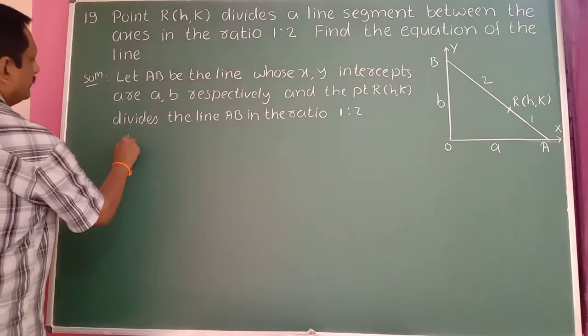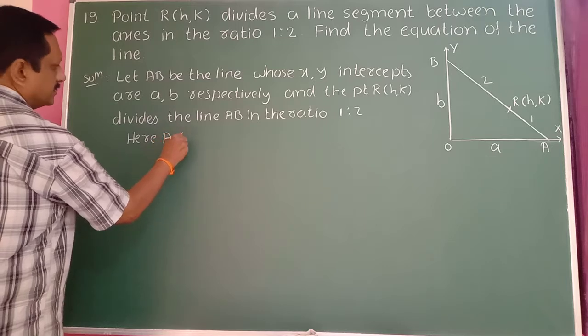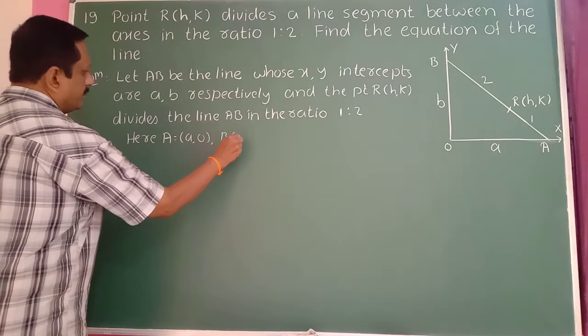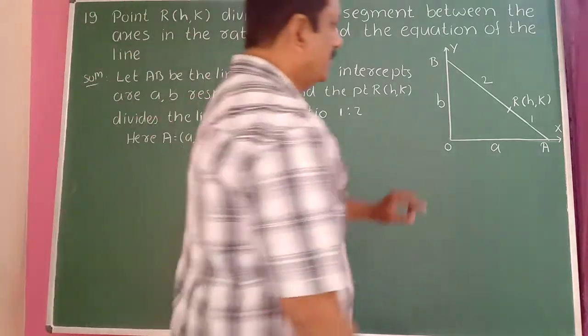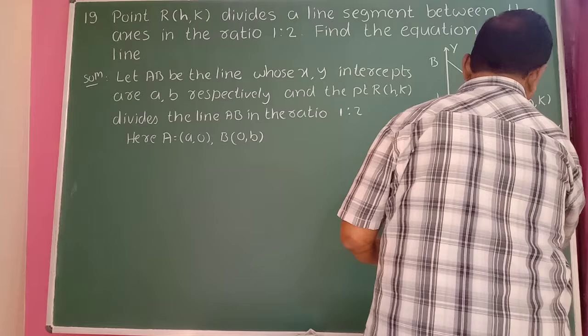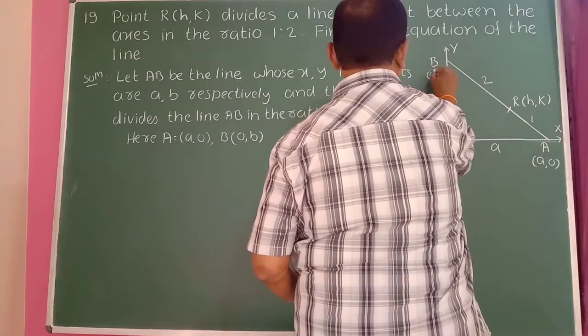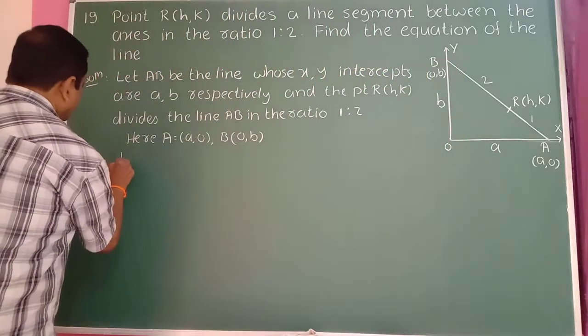Here the coordinate of A is (a, 0). The coordinate of B is (0, b). Because a and b are the intercepts here. So therefore the coordinate here is A(a, 0) and the coordinate of this one here is (0, b). Okay. Therefore, the section formula.